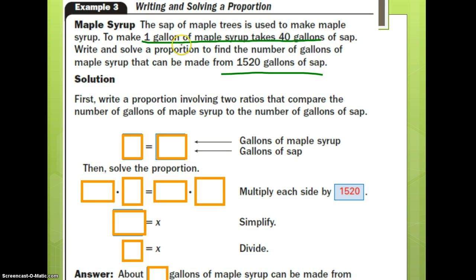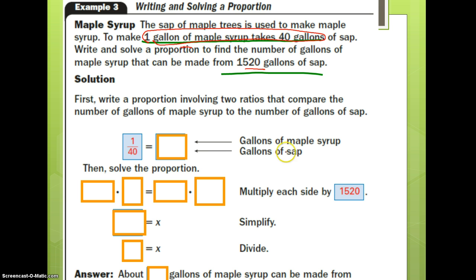In example 3, we're going to write and solve a proportion. The sap of a maple tree is used to make maple syrup. To make 1 gallon of maple syrup, it takes 40 gallons of sap. Write and solve a proportion to find the number of gallons of syrup that can be made from 1,520 gallons of sap. Okay, first of all, our first fraction is right at the top. We have 1 over 40.